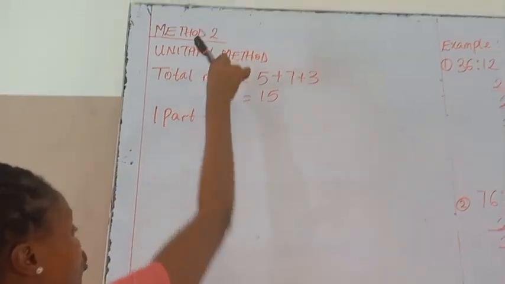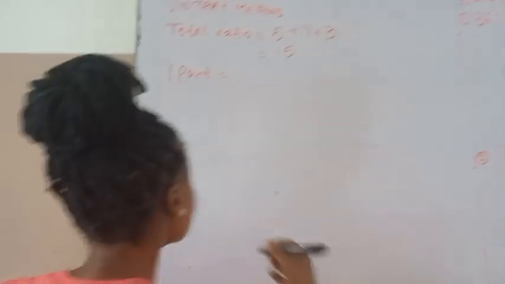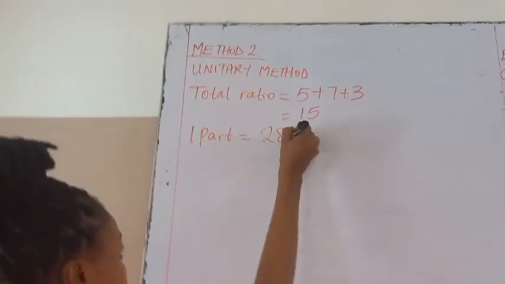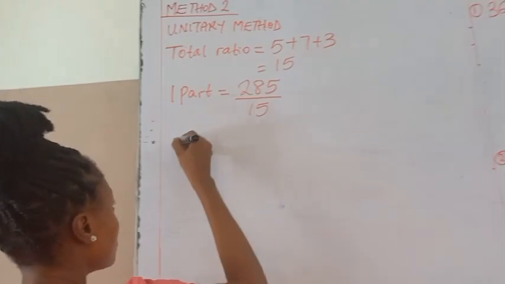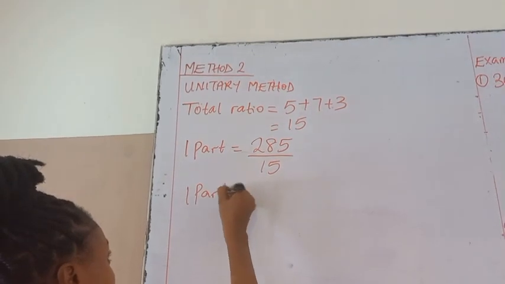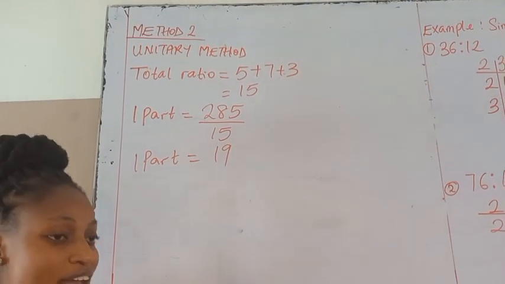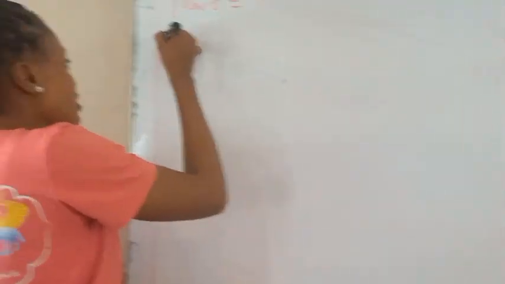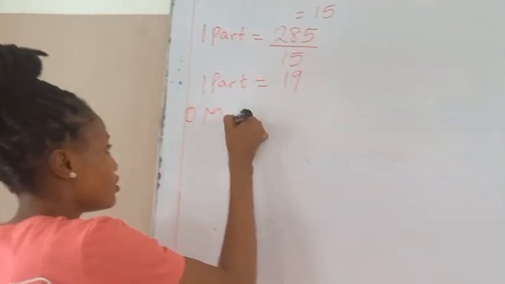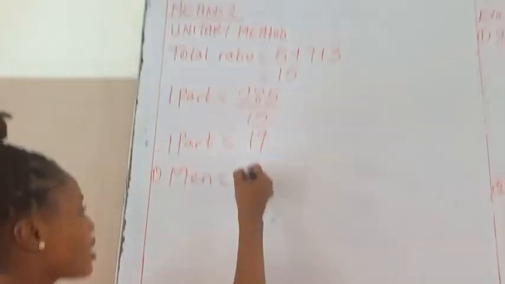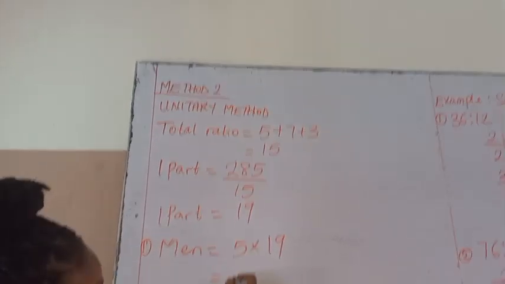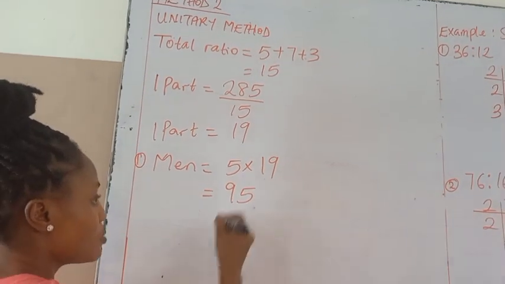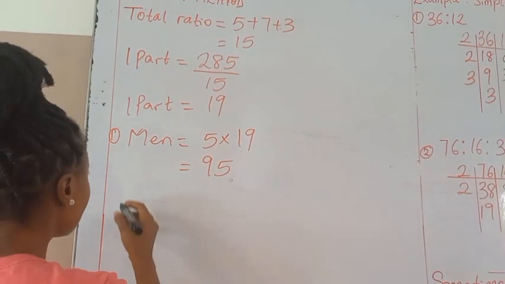That is what we mean by unitary, single. 1 part equals 285, that's the total number of choir, divided by 15, the total ratio. So 1 part equals 19. If you want to get for men, women, and children, it is much easier now. We say that men will be, what is men ratio? 5. That is 5 times 1 part, 19. 5 times 19 gives 95. So therefore, there are 95 men.